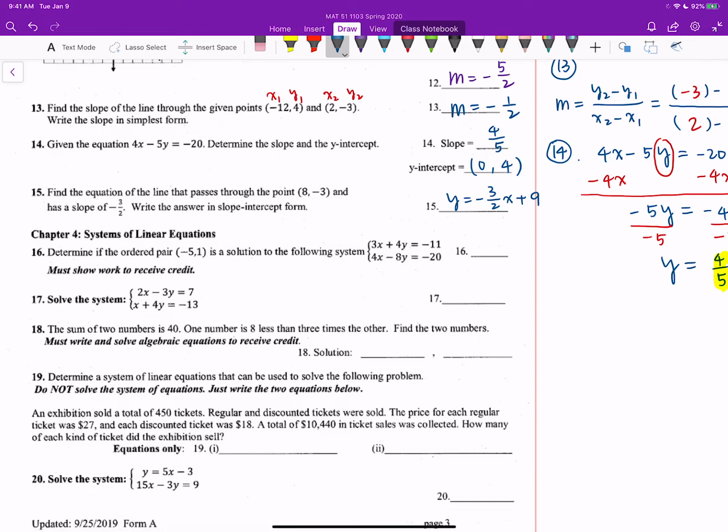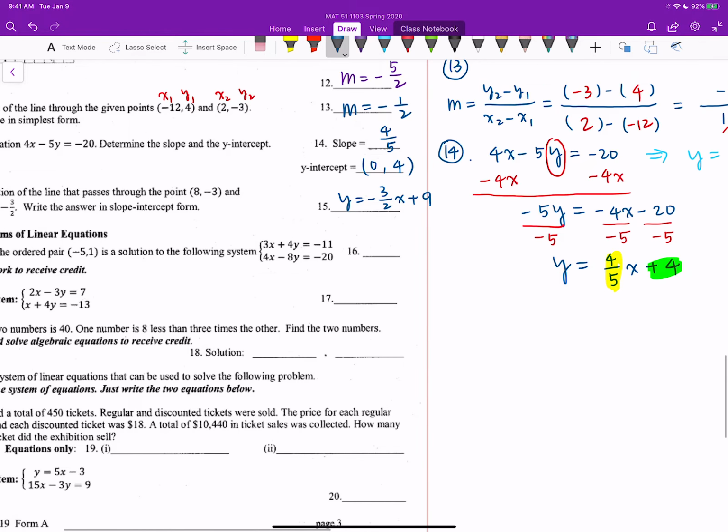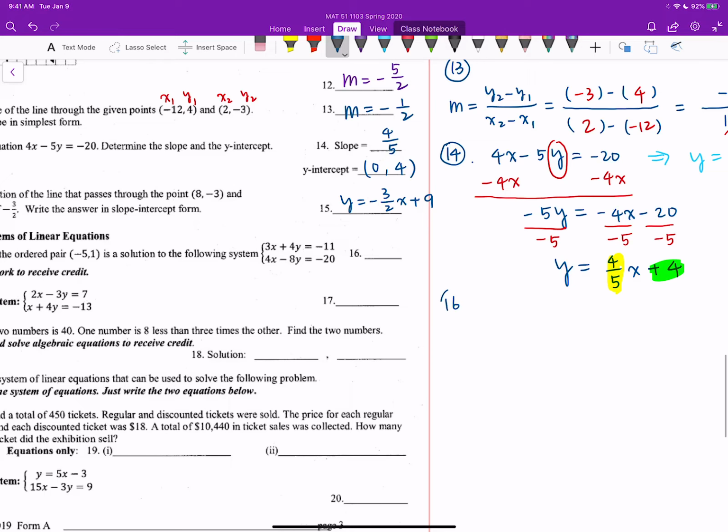Alright, finally we're doing the last chapter. Chapter 4, System of Linear Equations. Number 16. Determine if the ordered pair (-5, 1) is a solution to the following system. Must show work to receive credit. So how do you show work? Let me write it over here, number 16.